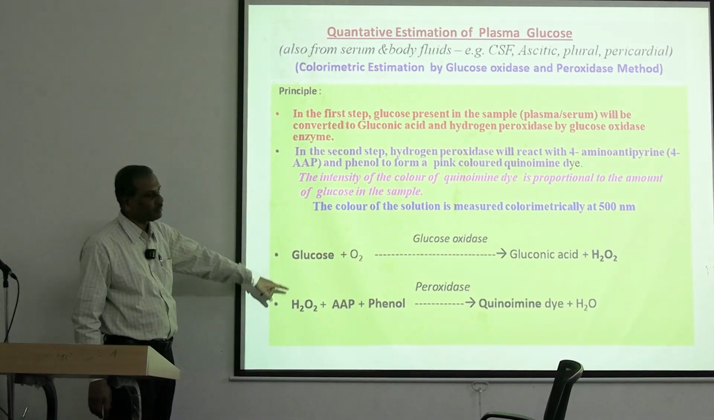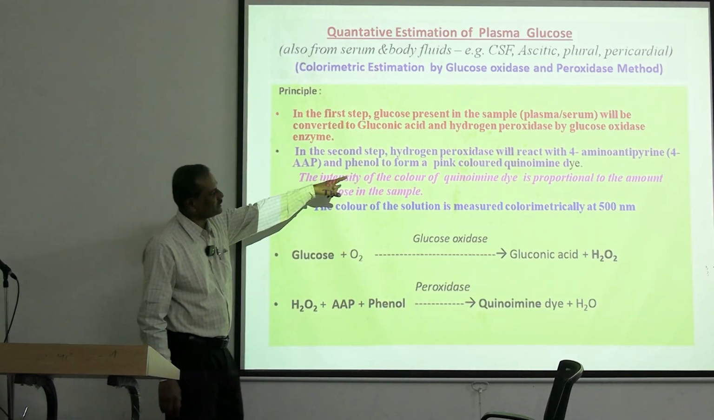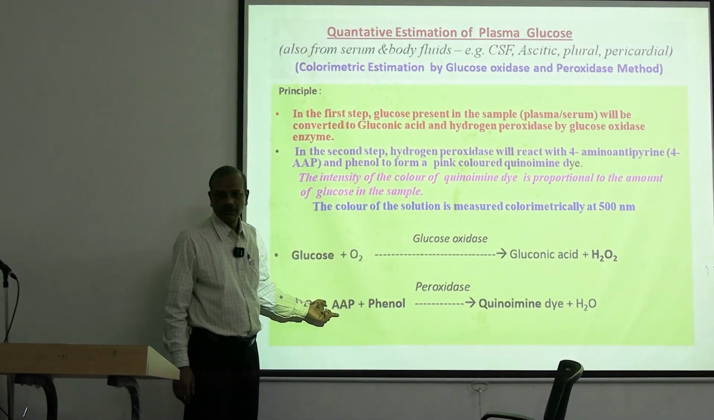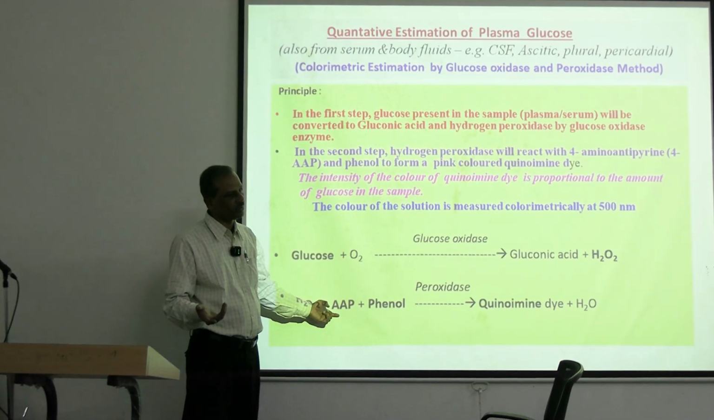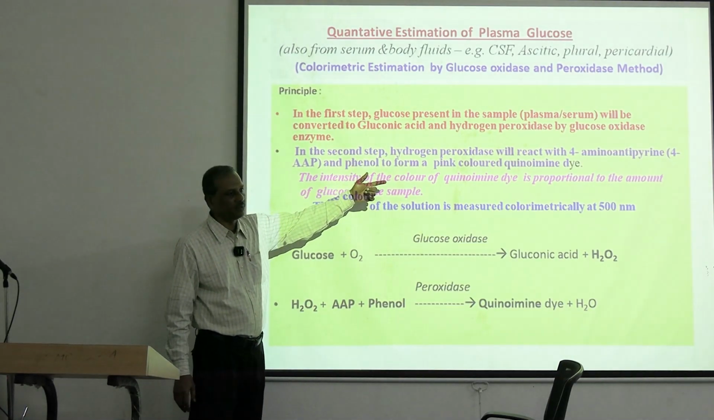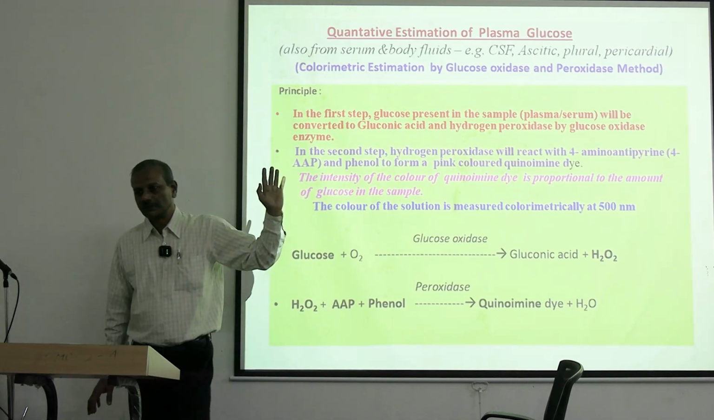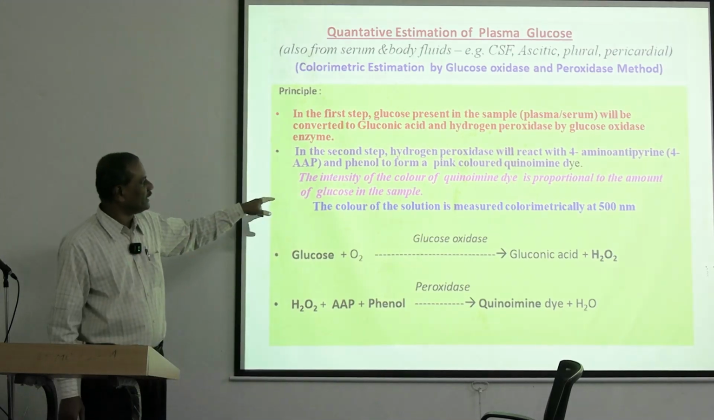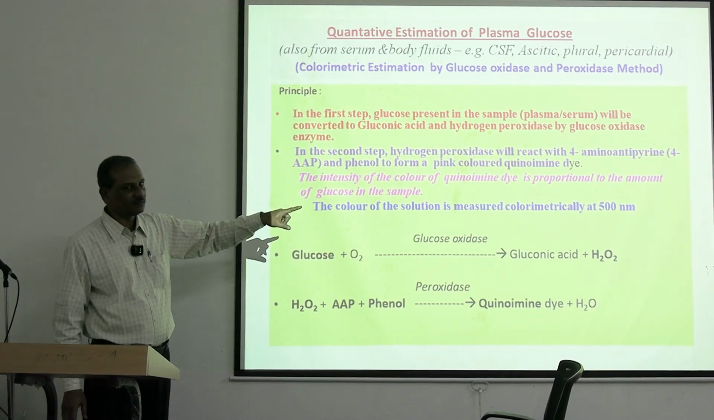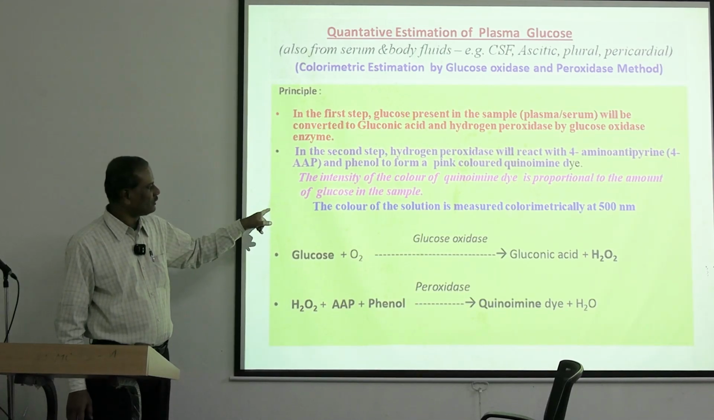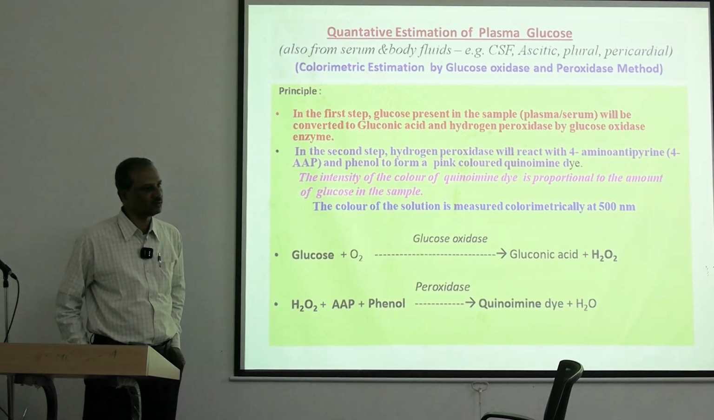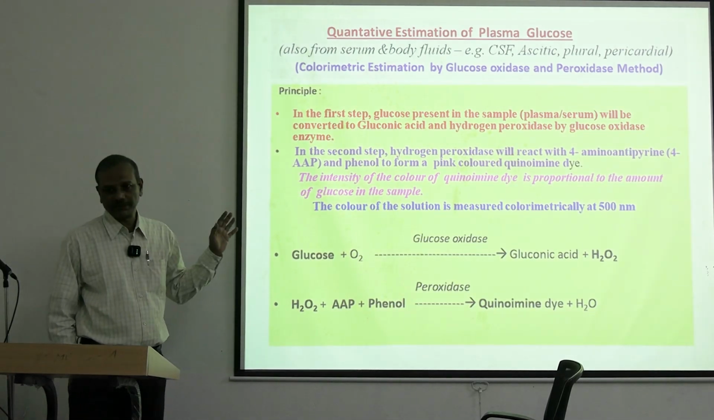And in the second step, hydrogen peroxide will react with 4-amino antipyrine or 4-amino antiphenazone. Both are the same. Amino antiphenazone, antipyrine is the same thing. And phenol to form a pink colored quinoneimine dye. Okay? So the intensity of the color of the quinoneimine dye is proportional to the amount of glucose present. Amount, you can write concentration, to the concentration of glucose present in the sample. But for understanding, I have written it.